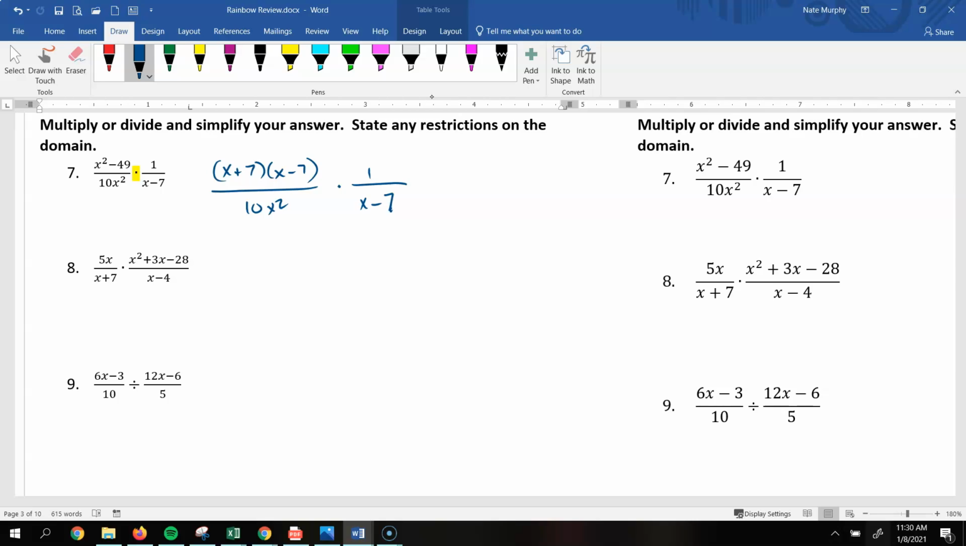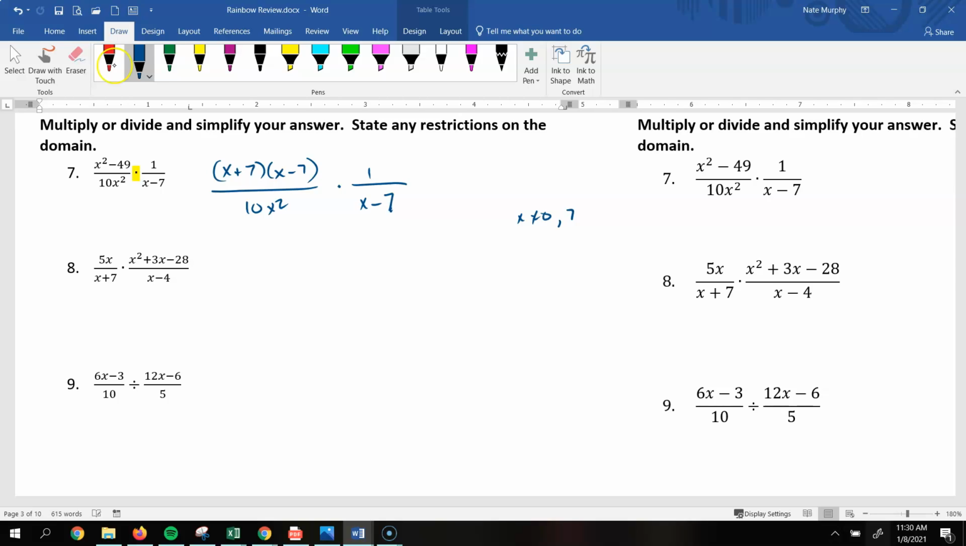So if I set 10x squared equal to 0 and solved it, some people had a question about this one. If I divide by 10, I get x squared equals 0. Well, if I take the square root of 0, we just get 0. So that means x can't equal 0 is one of our restrictions. Another restriction is that if I set x minus 7 equal to 0 and solve that one, we get that x can't equal 7. So x can't equal 0 and x can't equal 7.